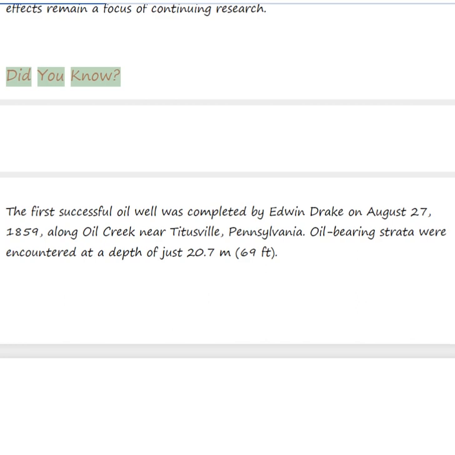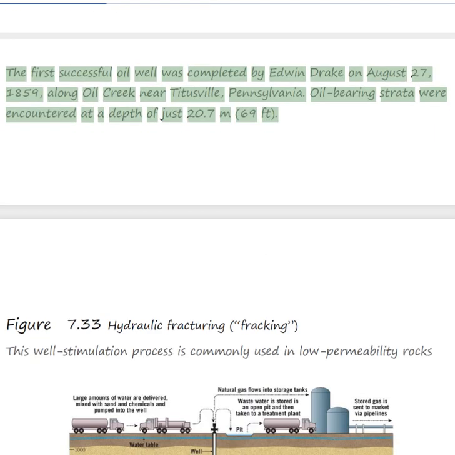Did you know? The first successful oil well was completed by Edwin Drake on August 27, 1859, along Oil Creek near Titusville, Pennsylvania. Oil-bearing strata were encountered at a depth of just 20.7 m.